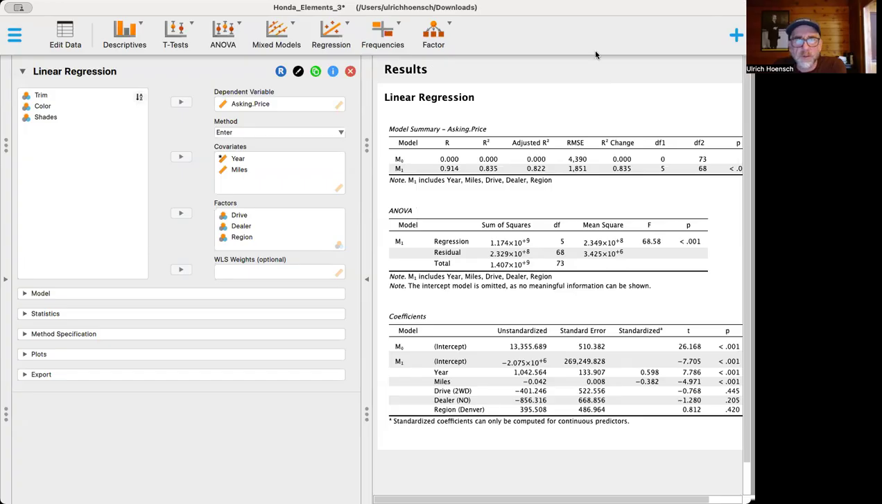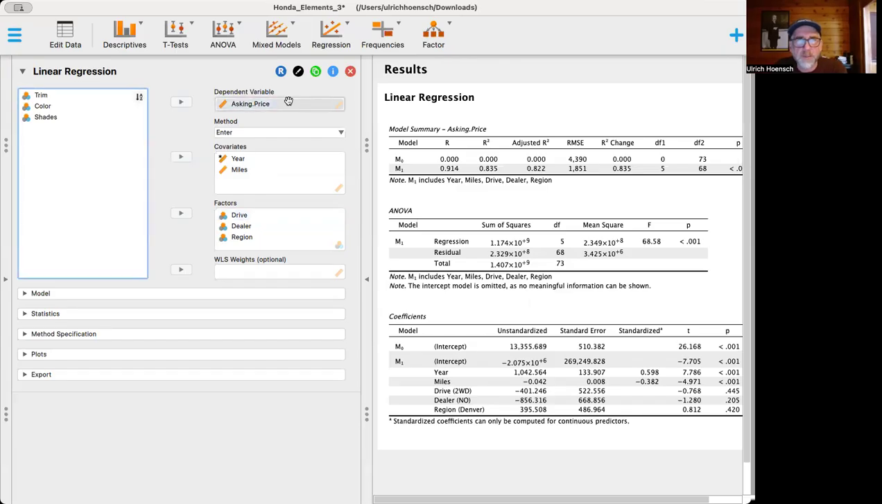What I'm using for this tutorial is the Honda Elements file. You can see the completed process already here, and I'm going to explain how we get there. The idea is that we want to predict how asking price depends on other variables. There are two quantitative variables, which are the covariates, year and miles, and then three categorical variables, which are called the factors. The information on how asking price depends on those factors is given in this coefficients table.